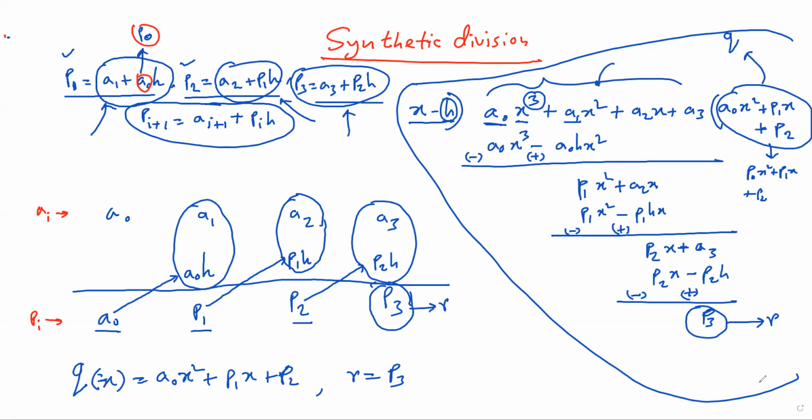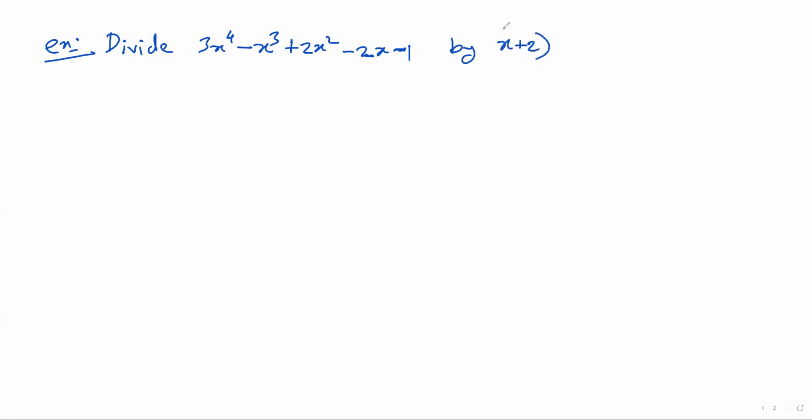So let me show this entire algorithm using an example. The question asks, divide 3x to the power 4 minus x cube plus 2x squared minus 2x minus 1 by x plus 2. So according to what we summarized in our last page, we just do this.